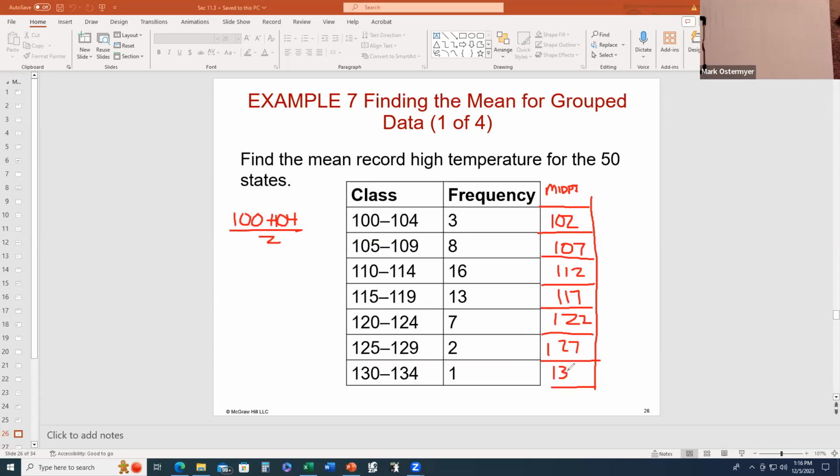So now we have the midpoints. Now that we have the midpoints, ladies and gentlemen, we're going to form another column where we take the frequency of each class and multiply it by the midpoint value. I'll call the midpoints M. Okay.